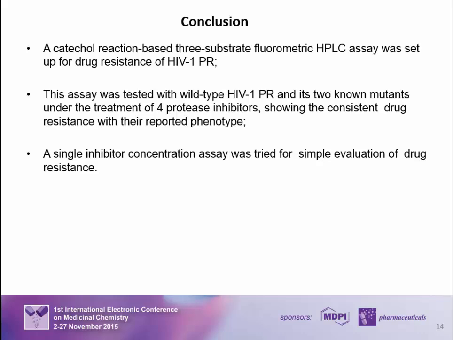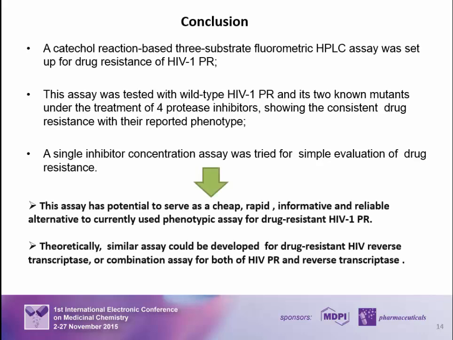And this assay was tested with wild-type HIV protease and its two known mutants under the treatment of four protease inhibitors, and it showed a result consistent with the reported phenotype. At the same time, a single inhibitor concentration assay was also tried for the rapid evaluation of drug resistance. Our study showed that this assay has potential to serve as a cheap, rapid, informative, and reliable alternative to the currently used phenotypic assay for drug-resistant HIV protease. And in theory, a similar assay could be developed for drug-resistant HIV reverse transcriptase, or a combination assay for both HIV protease and reverse transcriptase. And this is all for my presentation.